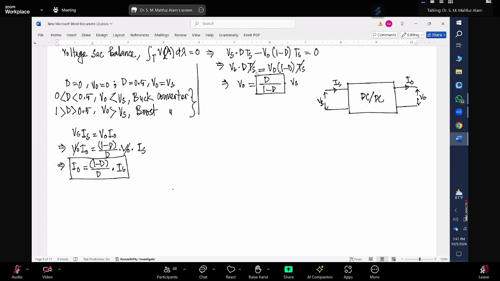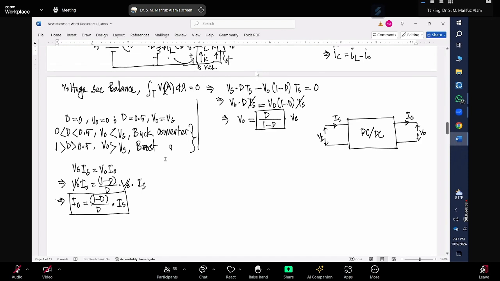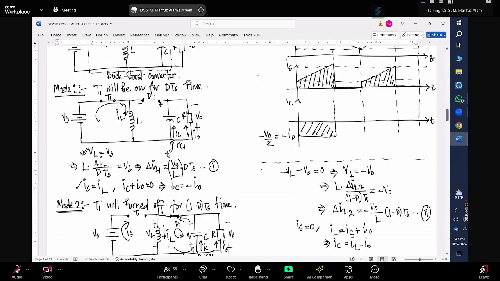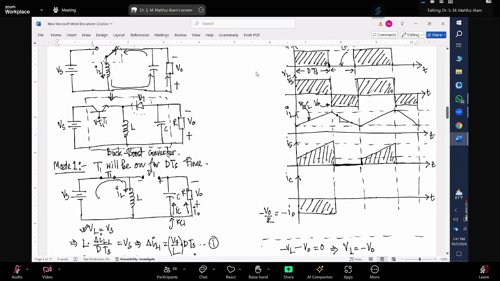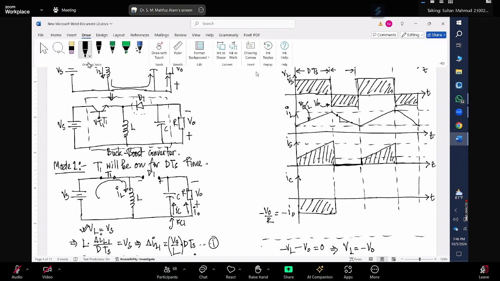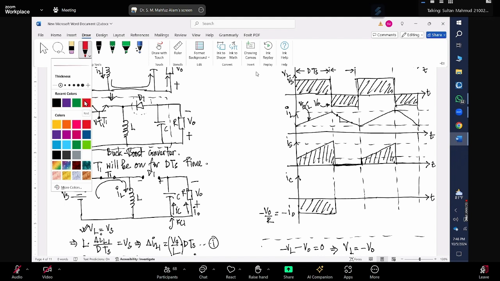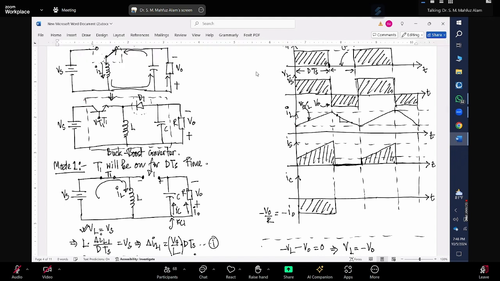So now, what is the relationship between your output current and the inductor current? Should the inductor current be the same as the output current? What we can see from here is the inductor current the same as the output current? Sorry, input current or the source current? Is it the same? For mode 1 it is the same, and mode 2 we will do next. It is the same for mode 1, right?